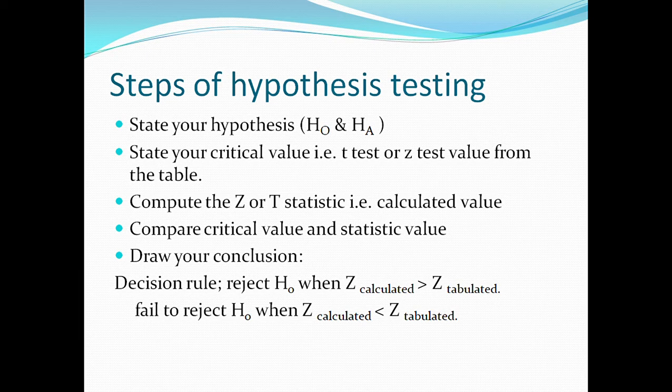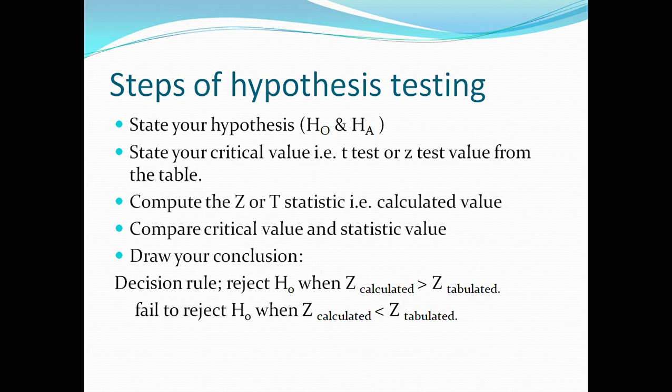The next step is to compute your z or t statistic. When I say z or t statistic, I mean your calculated value given the formula. Now, the next is to compare the critical value and the statistic value. When I say your critical value, I mean the value you've gotten from your z table or your t table. Compare it with the calculated value, and this will lead you to the next step, which is to draw your conclusions.